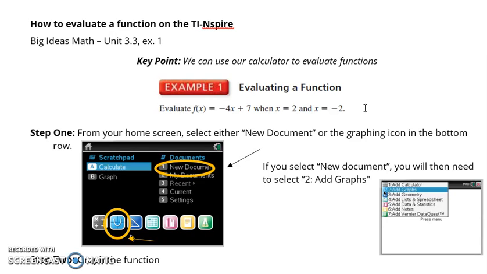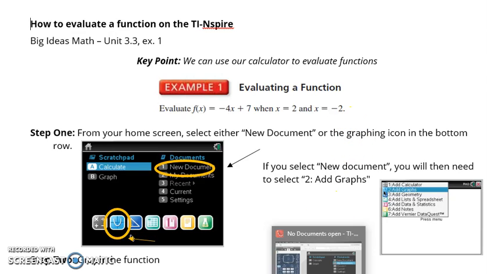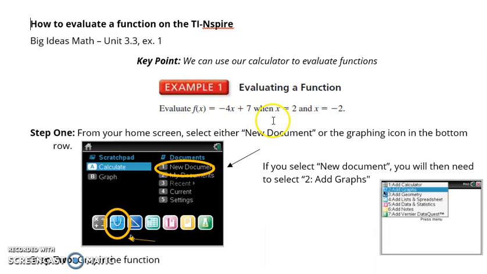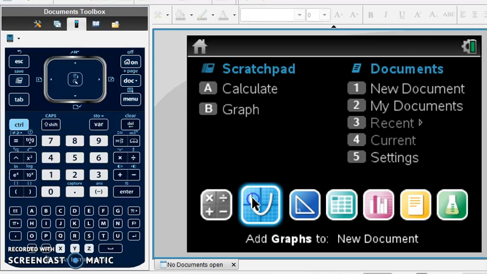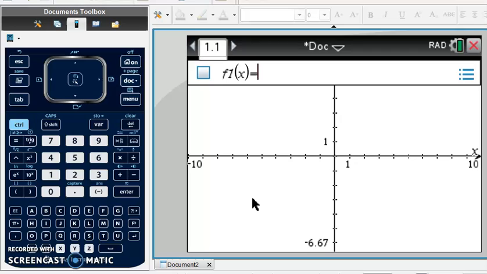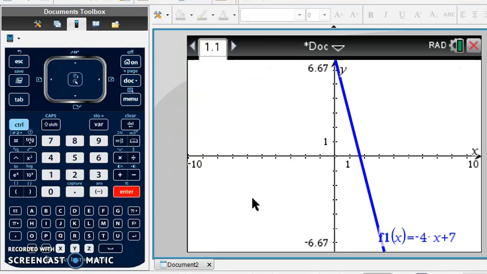So we can evaluate functions on our calculator and have it do the arithmetic work for us. To start, we're going to need to first begin by graphing negative 4x plus 7. We do want it in function notation. So typing in negative 4x plus 7, and I have a nice graph.